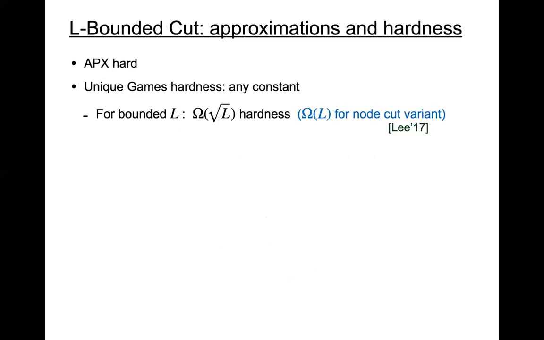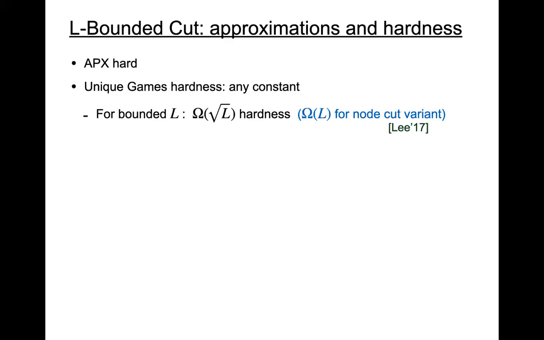Okay, what do we know about this problem? Well, for one thing, it's APX-hard, so there's no PTAS. We also know that assuming the unique games conjecture, there's no constant approximation. And if we dig a little deeper, more specifically, we know that for bounded values of L, there's an omega of square root L hardness, assuming the unique games conjecture. And for the node variant, where we want to cut nodes and not edges, there's an omega of L hardness. And these are both due to Lee.